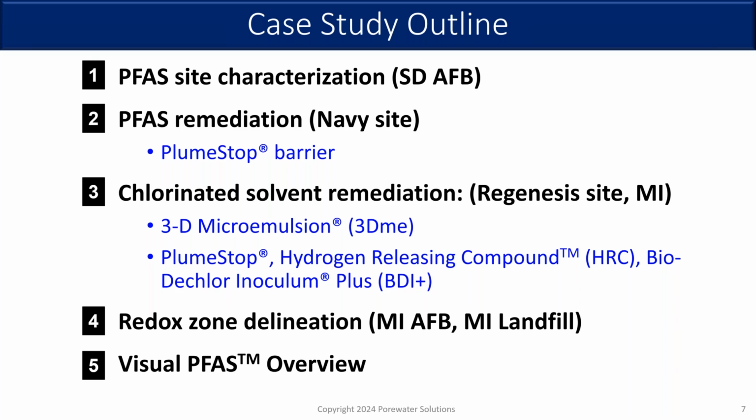Then we'll switch gears a little and look at a chlorinated solvent remediation site that Regenesis has worked on. This is a site where radial diagrams are also effective, not just with PFAS, but with chlorinated solvents, to look at parent species degrading to daughter products and at redox indicators. We'll see how radial diagrams can support that kind of analysis. And then we'll look at redox zone delineation.